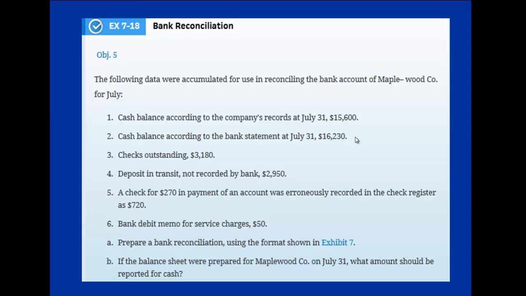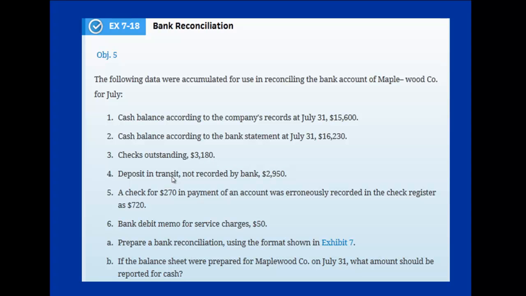So let's take a look at the facts here. This is our cash balance according to our records. This is according to the bank. There are outstanding checks. So these are checks that we've written, but the people that we wrote them to have not taken them to the bank to deposit them yet. So our bank has no idea that we wrote these checks.